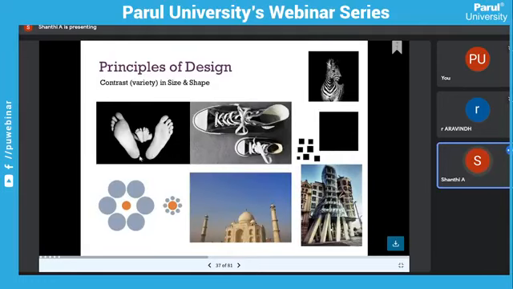So sizes. This is one beautiful thing we can see, how contrast works: small and big, small, big, small and big, small and big. So the arrangement is big and small. Again here they have made it contrasting. The arrangement is not symmetrical, they contrasted the arrangement and the placement this way.